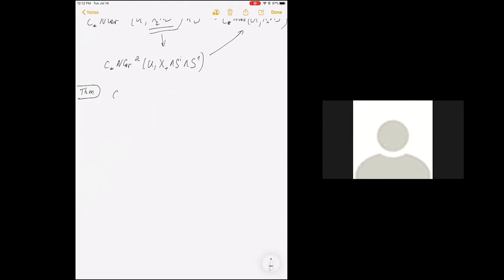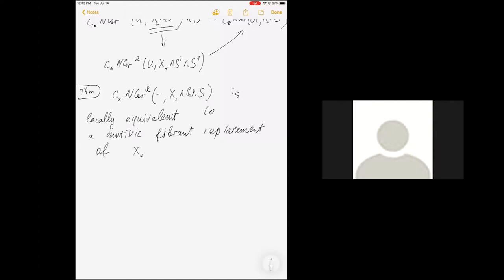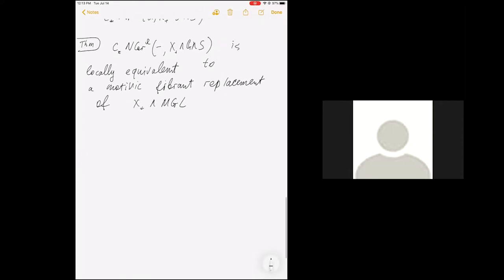So then our main theorem tells that this S1 GM bispectrum C star N core omega X smash GM smash S is locally equivalent to a motivic Fibrant replacement of the spectrum X smash MGL. So it's not a Fibrant replacement itself, but it's locally equivalent. In particular, it has the same homotopy groups as the Fibrant replacement. So it has the same local homotopy groups as the honest motivic Fibrant replacement of the spectrum X smash MGL.